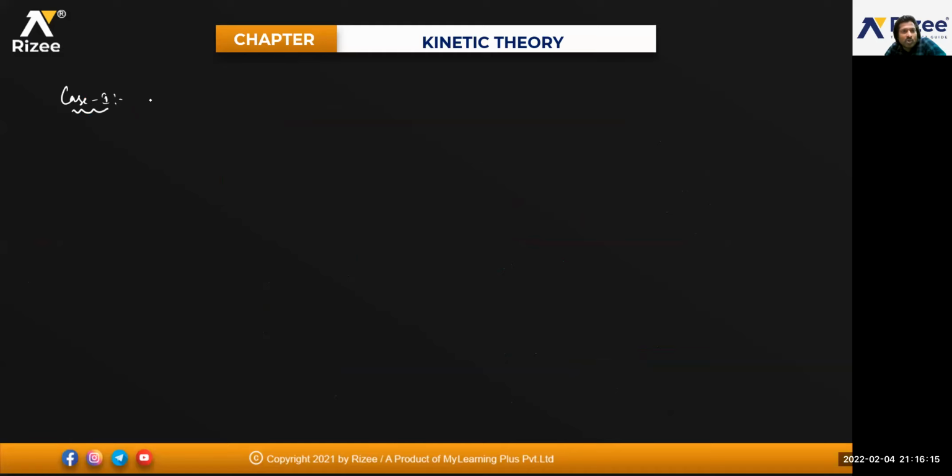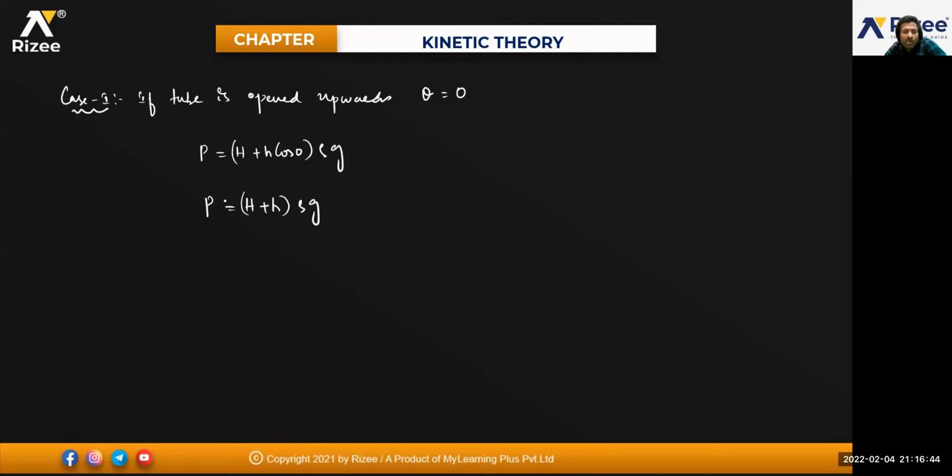If the tube is opened upwards, then theta will become how much? 0. So P will be equal to H plus h into cos of 0, into rho into g. Cos 0 is nothing but 1. So pressure will be equal to atmospheric height plus height of the mercury pellet h, into rho into g. So this will be the formula for that. Okay, this is P1.